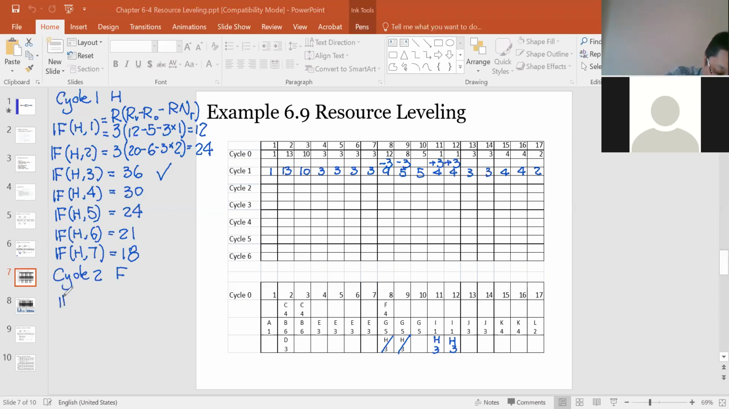So I can shift F. I can shift F by 1 day, F by 2 days, F by 3 days, F for 4 days, F for 5 days, F for 6 days.